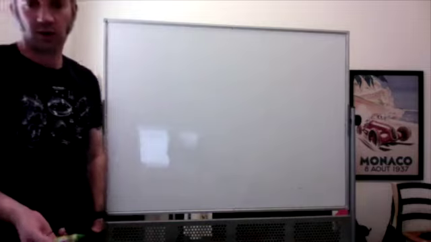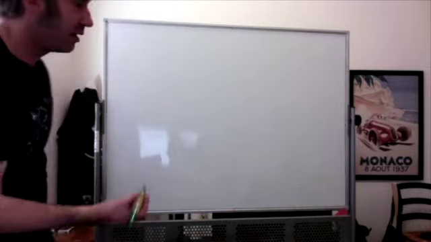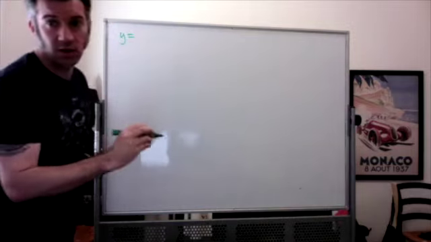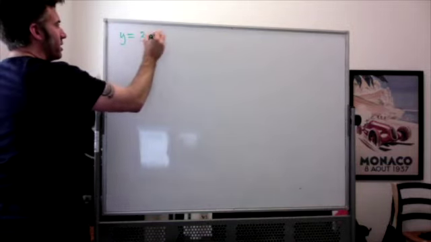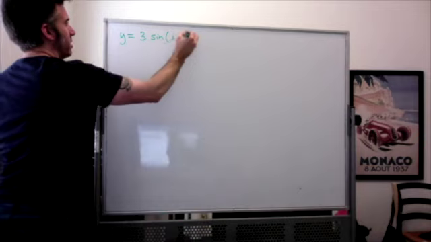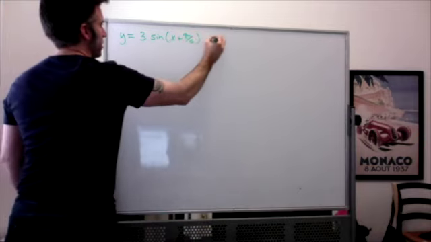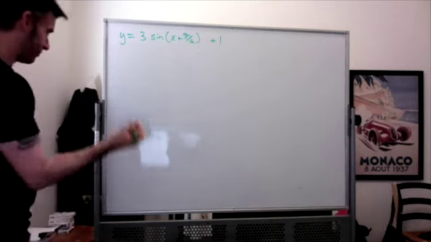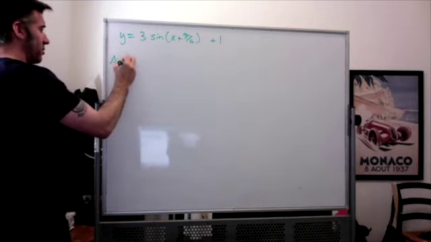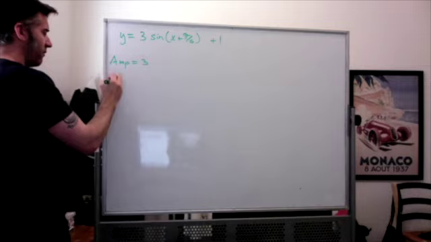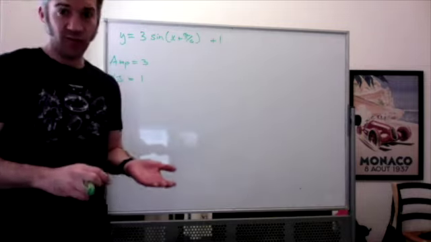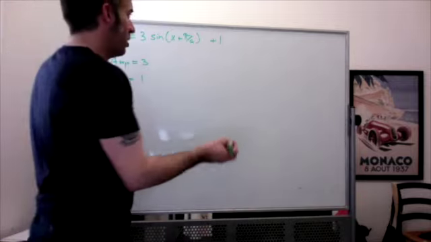So I want to graph sine and cosine, and I'm going to include now a horizontal shift. Let's say I want to graph y equal to 3 sine of x plus pi over 6, plus 1. So I'm going to write down all the things. The amplitude is 3. The vertical shift is 1, right? Meaning my new midline is going to be 1.